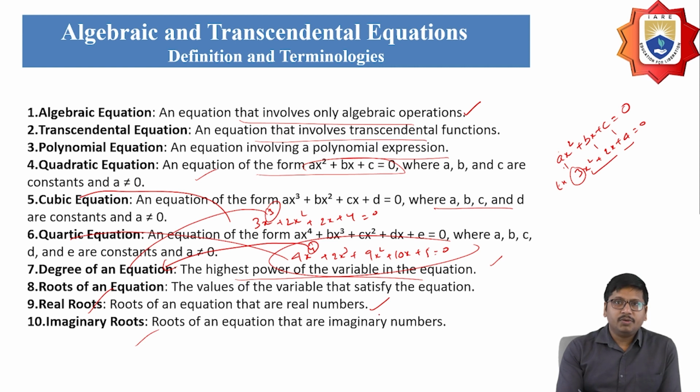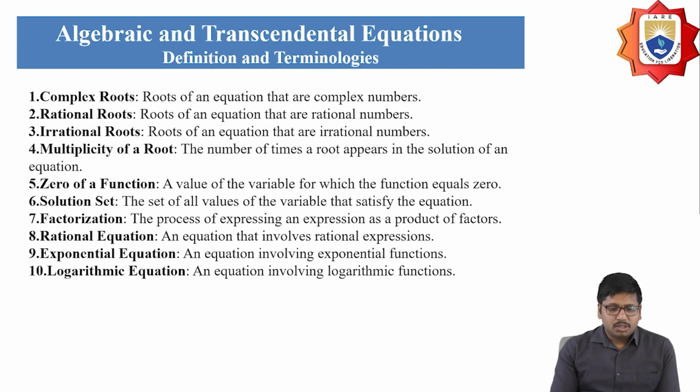Suppose the roots of the equation are real numbers, then I can say there are real roots. Where the roots of the equation are imaginary numbers, of the form a plus ib, then they are imaginary roots. Some other roots will be complex roots. Complex roots means the roots of the equation that are complex numbers, and rational roots means the roots of the equation that are rational numbers.